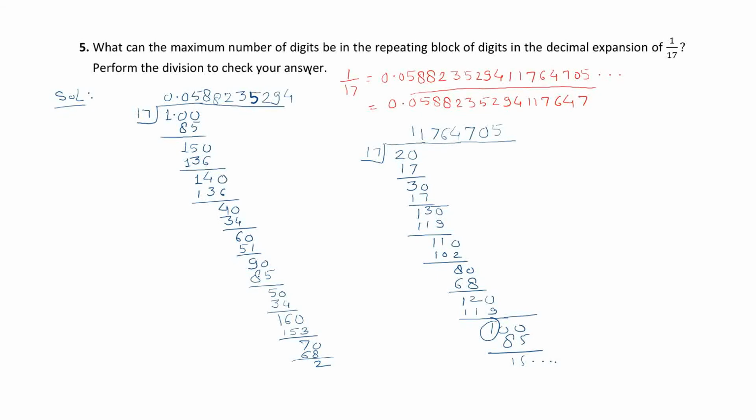So the maximum number of digits will be 16. After 16 divisions the remainder will start repeating. So this is the answer. Let's move to the next question.